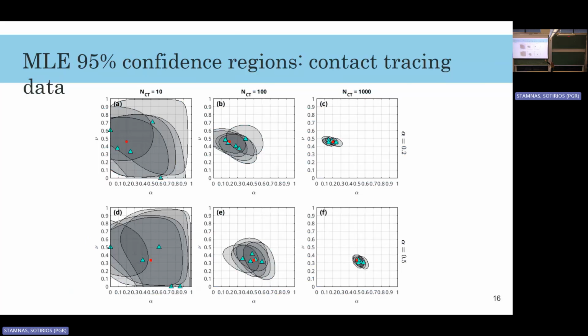We notice if we go up to 100 data points, we're getting more into the right region. Maybe not exactly on the red dot, but our maximum likelihood estimates are at least finding a relatively small amount of symptom propagation versus stronger symptom propagation. And then once we get up to 1,000 contact tracing data points, our estimates are even more accurate. Even with 1,000 data points, which is still relatively small, we're getting pretty solid estimates, both for our alpha and our mu.